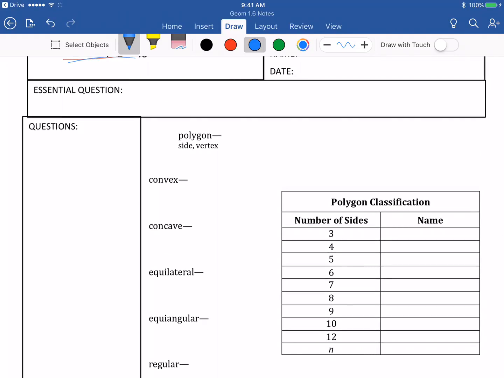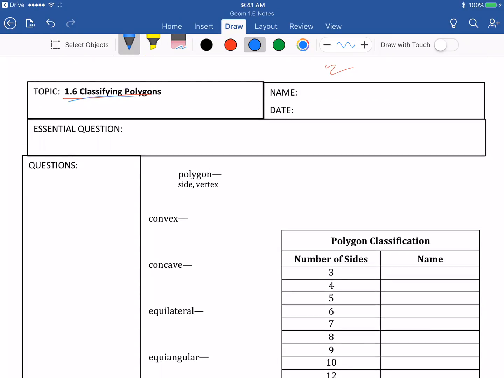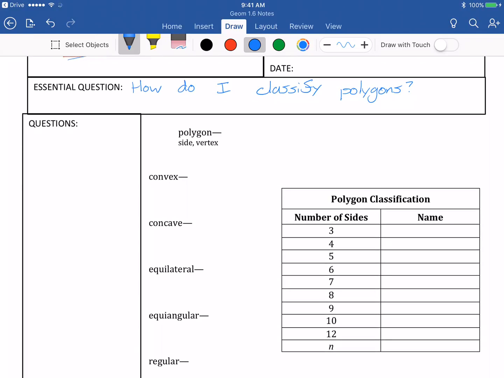So as we're looking through those notes, we can ask ourselves, hey, what should our essential question be for today? My first essential question is going to be, how do I classify polygons? So we're going to talk today in these notes about how we classify and how we name polygons based on the number of sides that they have, as you can see here, the types of angles that they have, and so on.